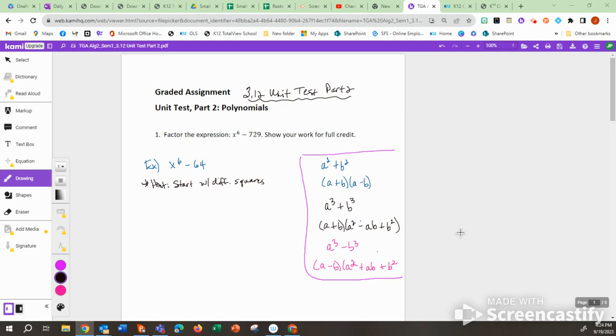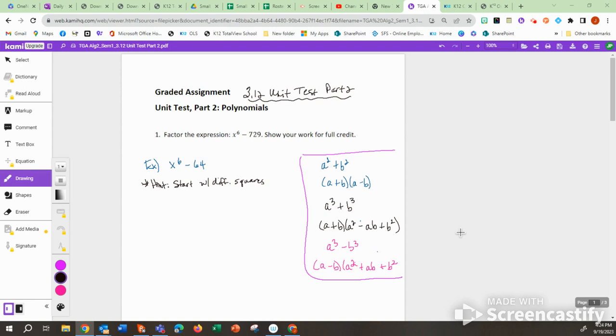So number 1 is asking us to factor the expression x to the 6 minus 729, and it says show your work for full credit. The thing about number 1 is x to the 6, that exponent is divisible by 2, which makes x to the 6th a perfect square. And 6 is also divisible by 3, so that makes x to the 6th a perfect cube. So I have a problem where x to the 6 is a perfect square and a perfect cube.